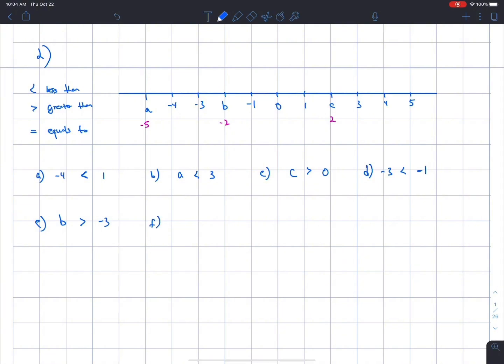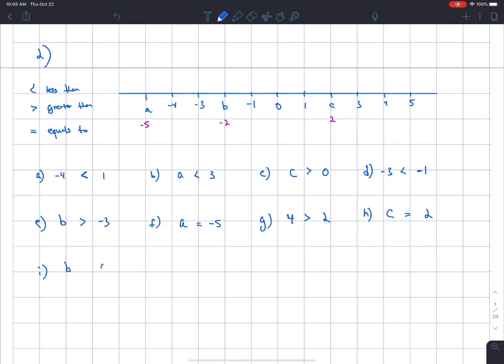Okay, and then F. A is something -5. Well, A equals -5. G, 4 is something 2. For positive integers, the bigger the digit, the bigger the value. So 4 is bigger than 2. H, C is something 2. On the number line, we can see here C equals 2.